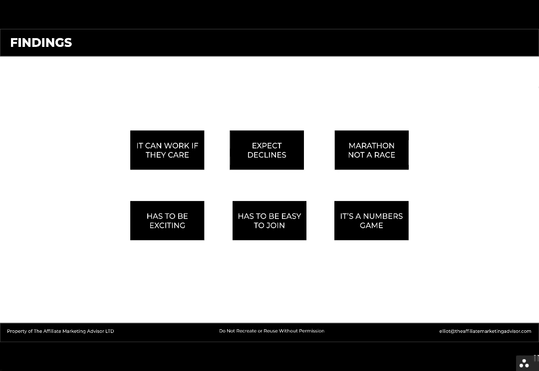On to findings then, and back to the project itself. I found that it can work. Influencers can work on a CPA-only paid on results model if you can get them to care enough, which we managed to do. You should definitely expect declines, as some influencers may strictly only work on a paid on results basis. It's a marathon, not a race, and it's an approach that will scale organically.